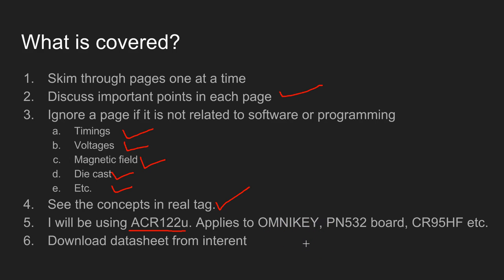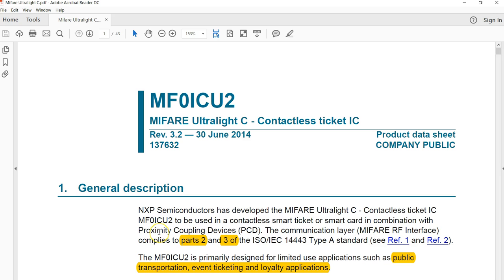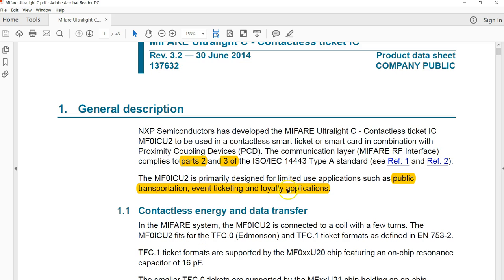So you need a document which you can download from the internet. This is the document you have to get from the NXP website, and it is called Mifare Ultralight C contactless ticket IC. It looks like this document was prepared in the year 2014, and on every page I've highlighted some of the important points.